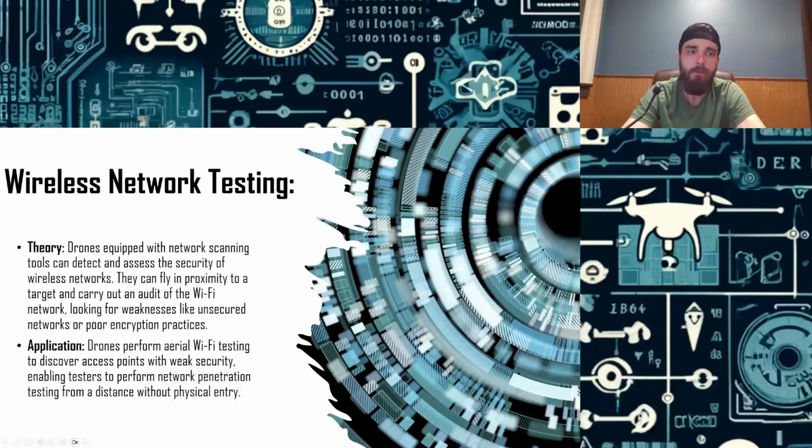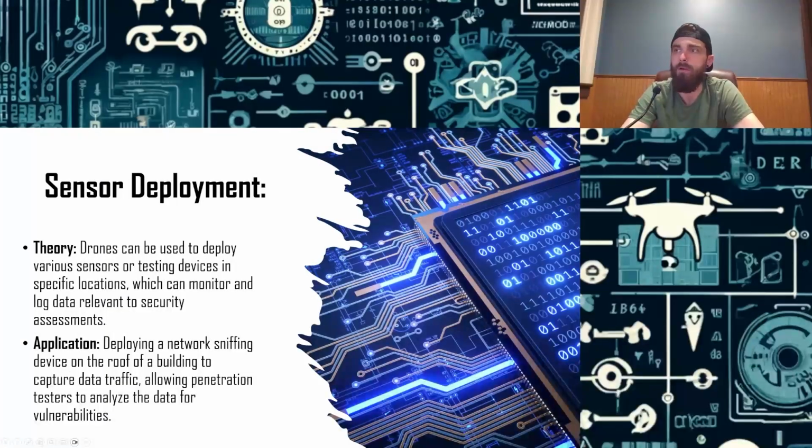In a similar breath, sensor deployment. Two-fold on this one too, right? So sensor deployment could simply be the sensors on the drones, or external sensors or tools of some sort, like I had just mentioned. So real quick, the theory says drones can be used to deploy various sensors or testing devices in specific locations which can monitor and log data relevant to security assessments.